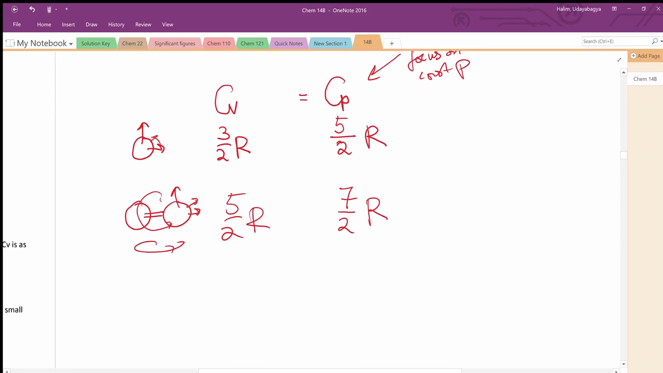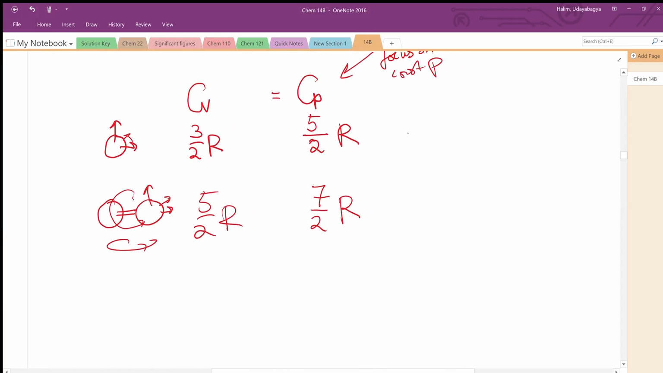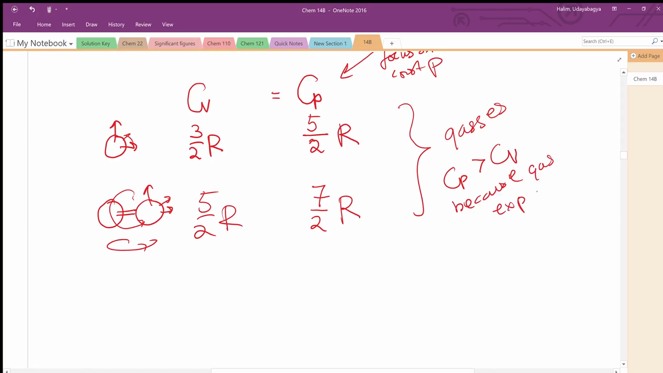Okay. And this happens, these are gases, because Cp is greater than Cv because gas expand. Are you saying that it's allowed more freedom of movement when it expands like that?